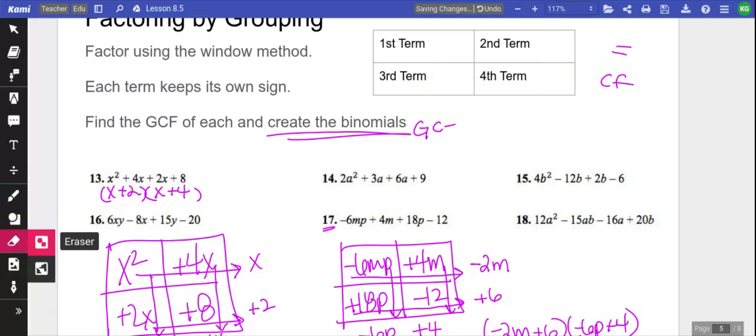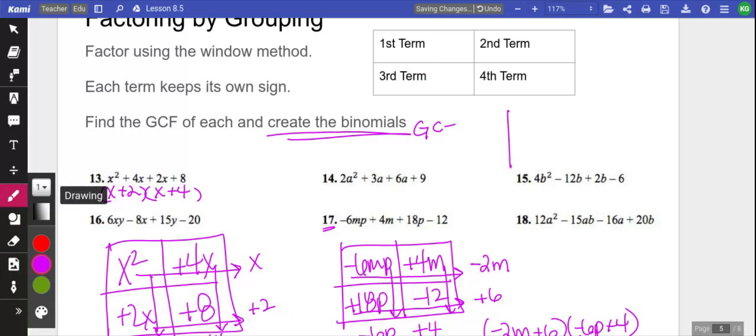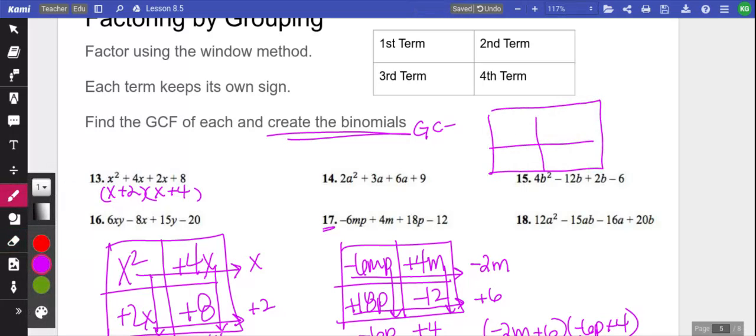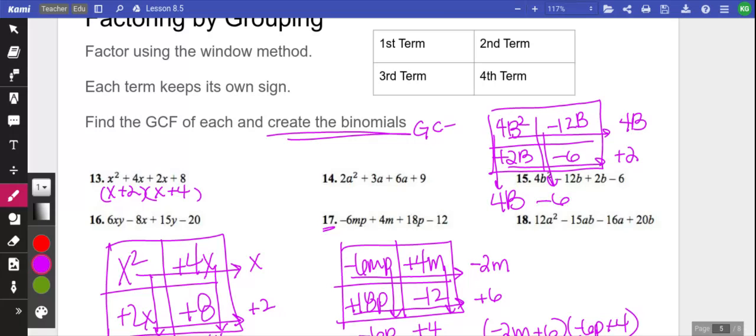On number 15, I'm going to do 4b squared minus 12b plus 2b minus 6. And so going this way, they have in common 4b. Going this way, they have in common 2. This way is 4b. And this one is negative 6. So looking at all of these, I have 4b and 4b. And when I multiply those, I get 16b squared.